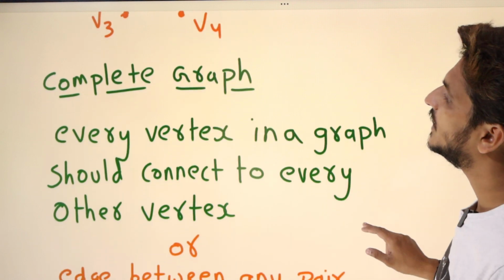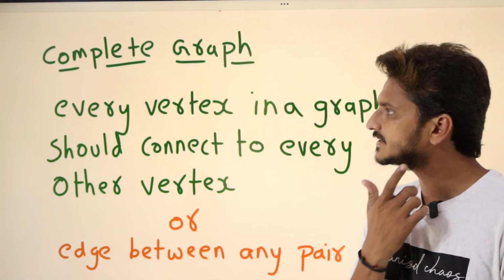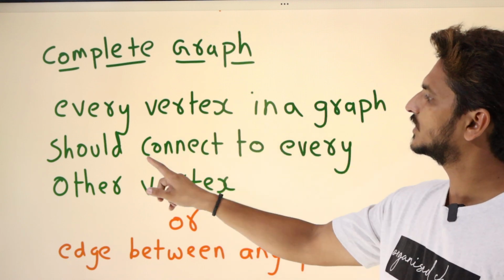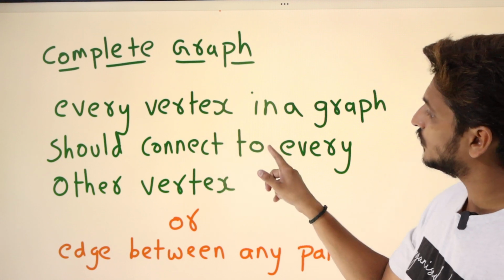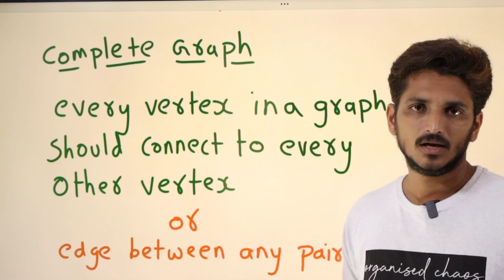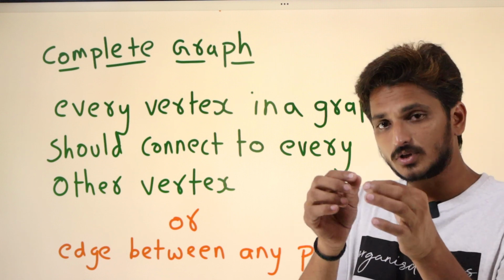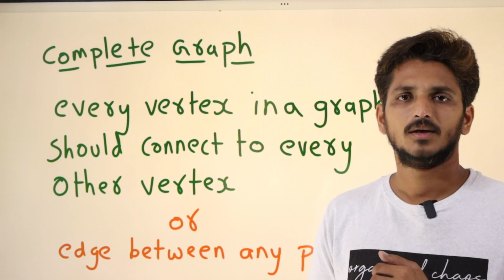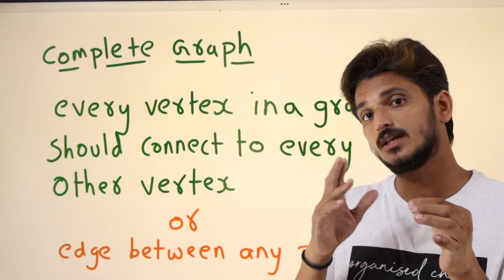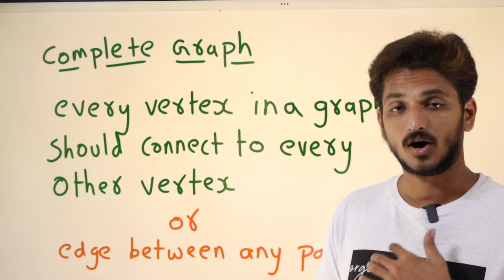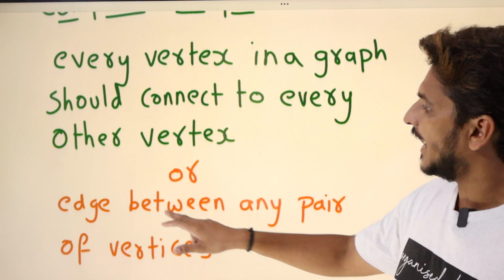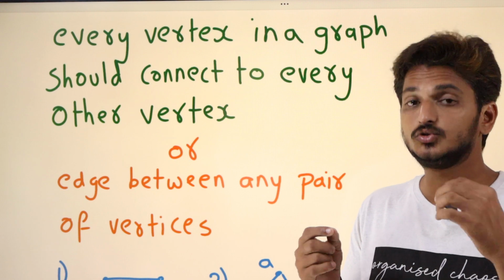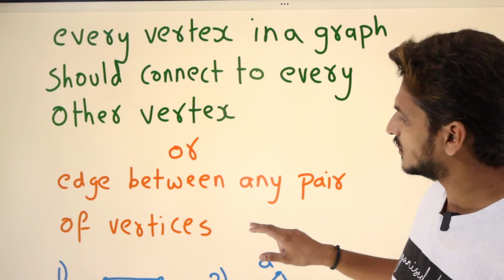Coming to the next one, complete graph. When we say a complete graph, every vertex in a graph should connect to every other vertex. So you take a vertex v1, it should connect to every other vertex in the graph. Or we can say there should be an edge between any pair of vertices. With an example, you are going to get clarity.